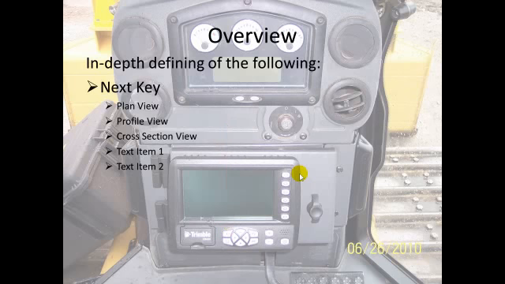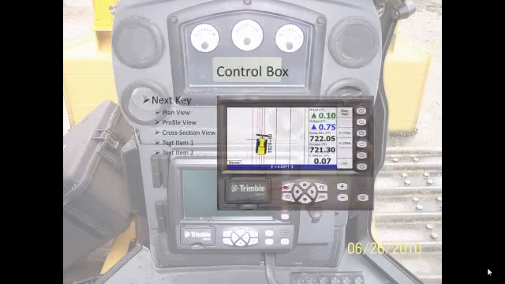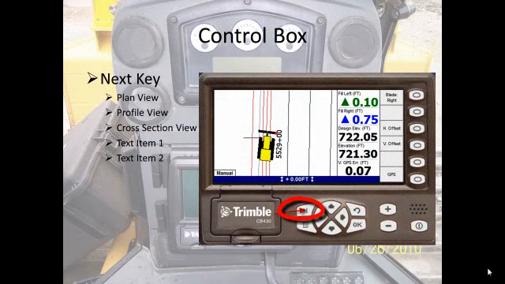With the next key, there are 5 options the user has: a plan view, a profile view, cross-section view, text item 1, and text item 2. Selecting the next key allows the user to customize the display with how he will see what views.